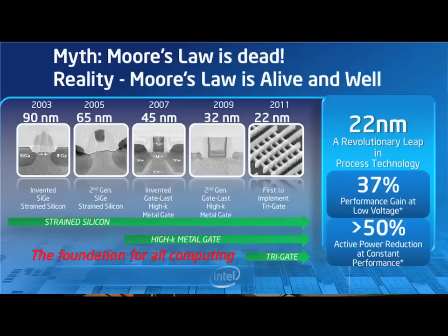We're introducing new technology generations over the years. Strained silicon was one of the first ones. High-K metal gate was the next one, and in 2011 we came out with the Tri-Gate or FinFET transistor, which is now the foundation for all of our high-end processors. And this 22 nanometer leap in technology gave us a 37% performance gain at lower voltage and a 50% active power reduction at constant performance. However, Moore's law is not enough.